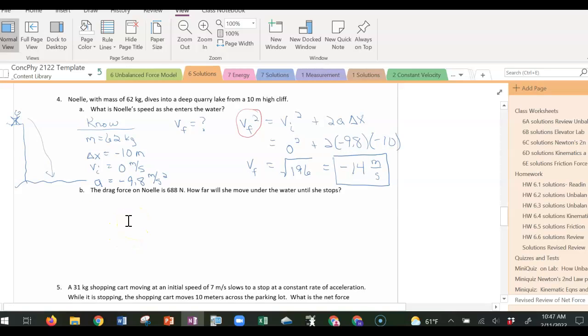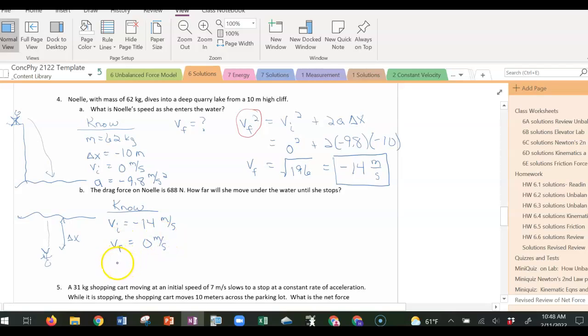Okay, in part B, it says the drag force on Noelle is 688 newtons. How far will she move under the water until she stops? So now we're looking, okay, she's entered the water and she moves a little distance before, I don't know, I can't sketch, but she moves about some distance before she comes to a stop. Okay, so again, I know now as she entered the water, that's her initial velocity here. So that's negative 14 meters per second. She's coming to a stop, so her final velocity is 0.